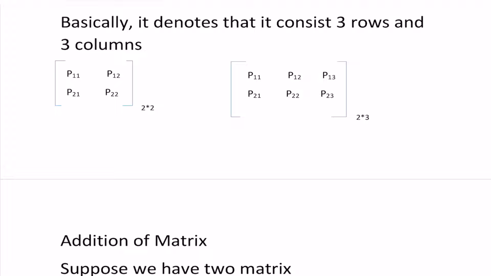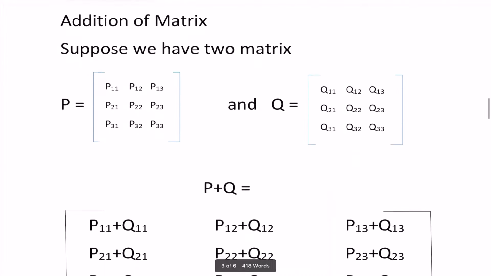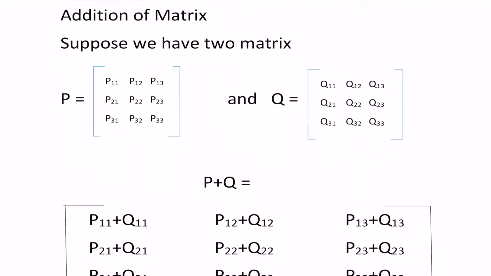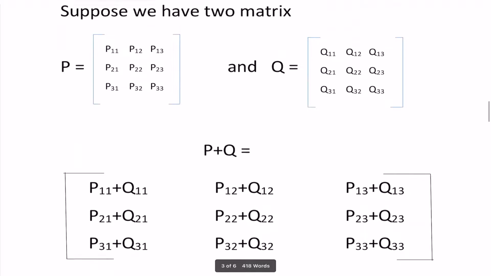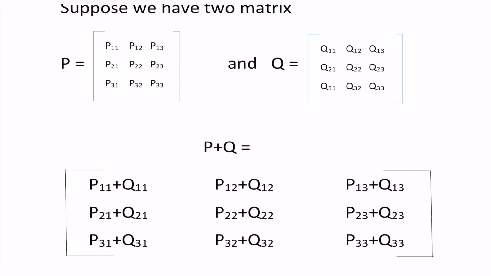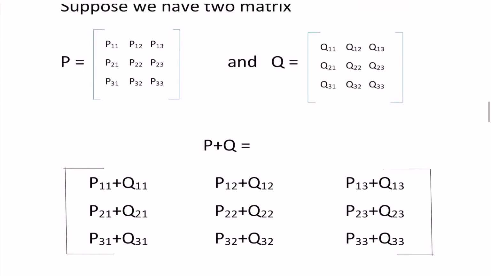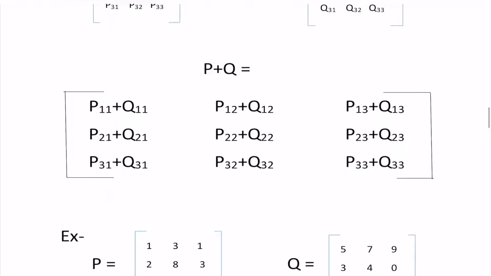Now we are going to look at the addition of matrices. Let us assume that P and Q are two matrices with this many components. So what is going to happen in P plus Q? There is one thing we have to remember: P11 will always be added with Q11, P12 will always be added with Q12, and P13 will always be added with Q13. Similarly for the others, as you can see in the answer also: P11 plus Q11, P12 plus Q12, P13 plus Q13.